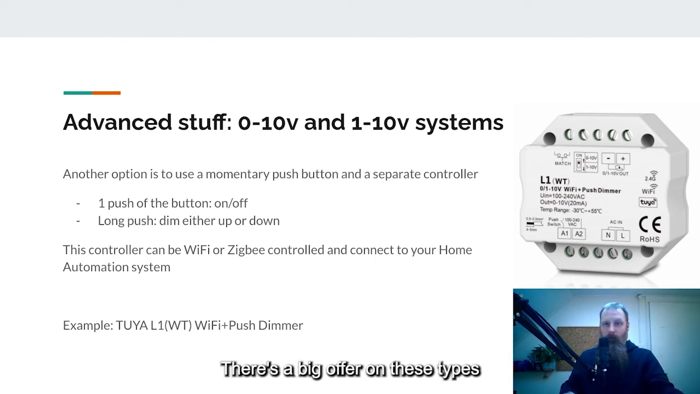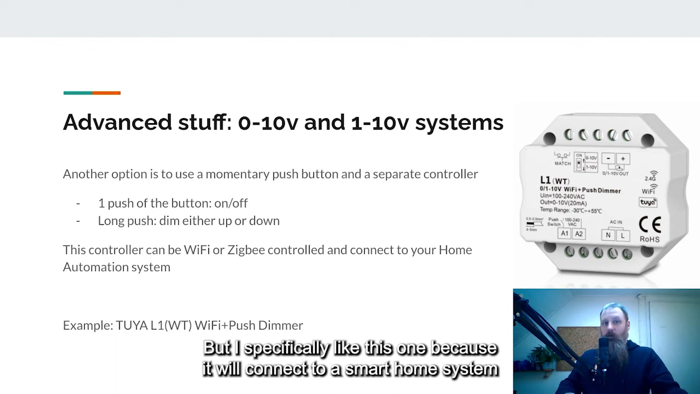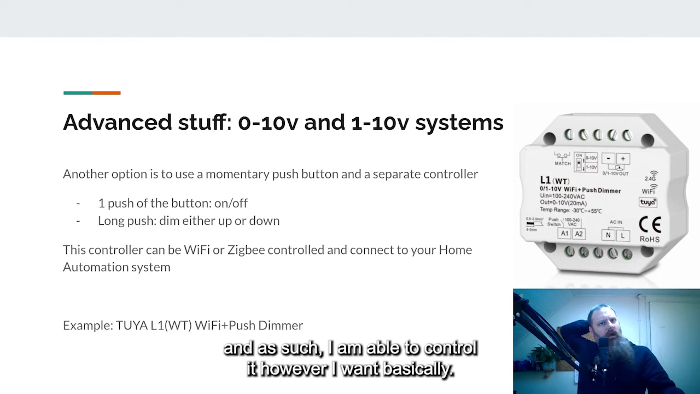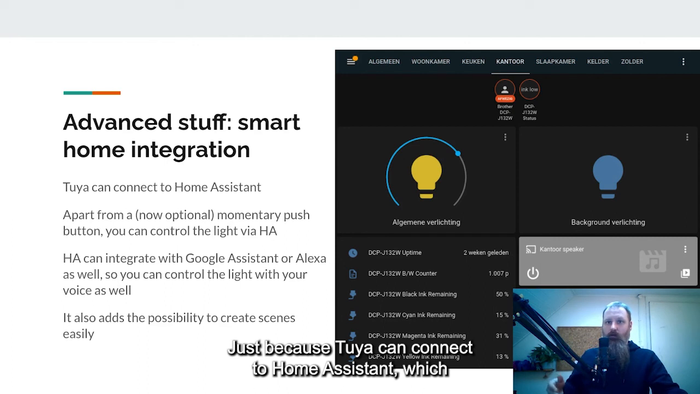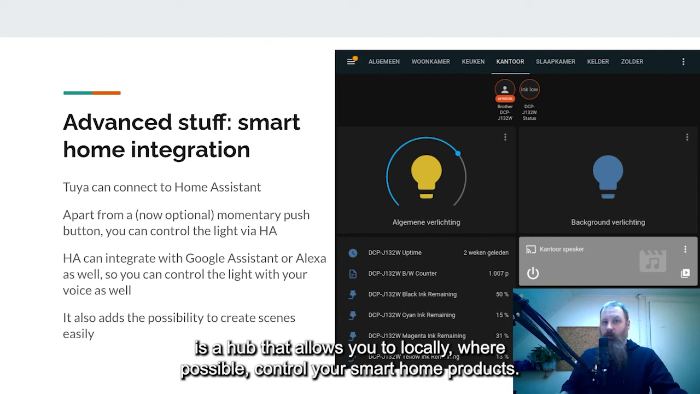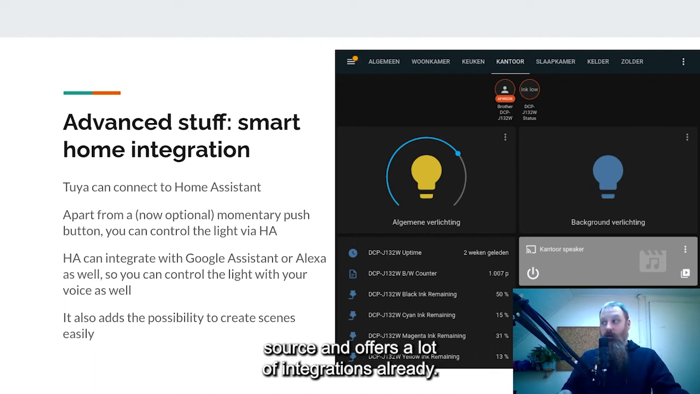There's a big offer on these types of controllers as well, and they are fairly cheap, but I specifically like this one because it will connect to a smart home system, and as such I am able to control it however I want, basically. Now, why did I mention this specific Tuya product? It is because Tuya can connect to Home Assistant, which is a hub that allows you to locally, where possible, control your smart home products. And best of all is that this is open source and offers a lot of integrations already.